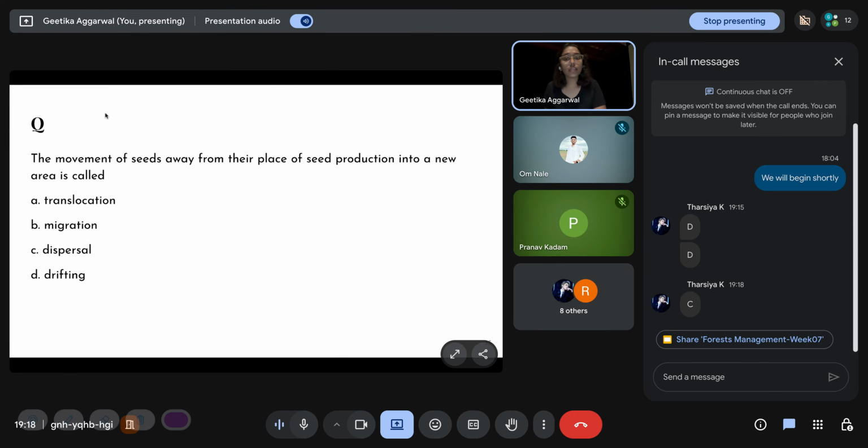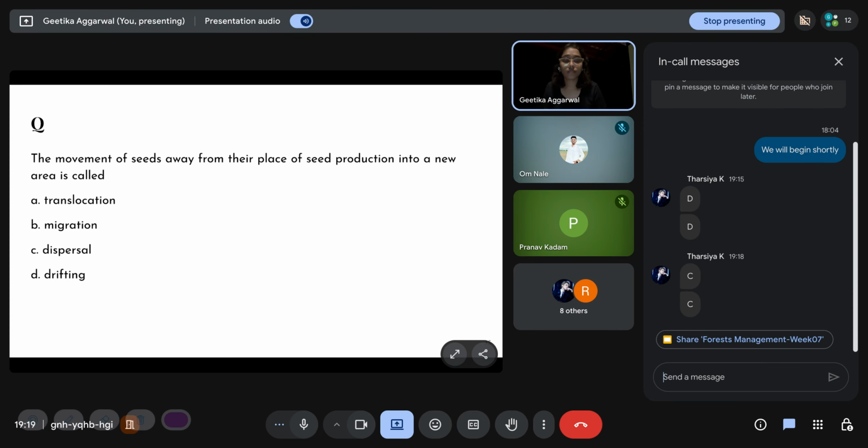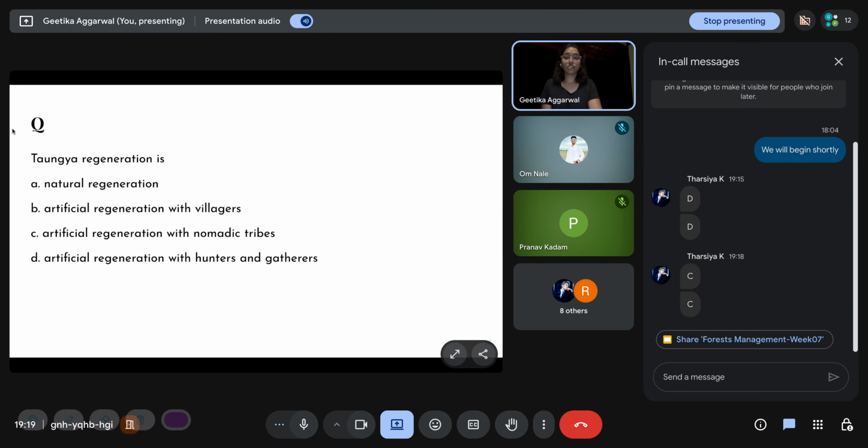The movement of seeds away from their place of seed production into a new area is called translocation, migration, dispersal, or drifting. What is the movement of seeds called away from their place of seed production to a new location? Very good. That's called seed dispersal. It can either happen by natural abiotic agents, for example, wind, water. Those kind of dispersals are abiotic dispersals, or can happen by biotic things. For example, birds and animals which feed onto the fruits and then disperse off the seeds via their droppings or feces.